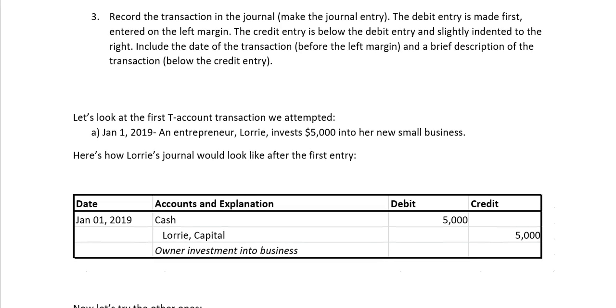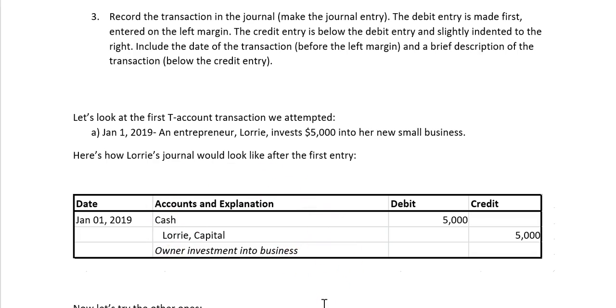Let's look at the first T account transaction we attempted. So if you recall, transaction A was January 1st, 2019, and entrepreneur Lori invested $5,000 into her new business. And this is kind of how Lori's journal would look after she makes the first entry. As mentioned, at the very left, before the left margin, we have our date, January 1st, 2019.